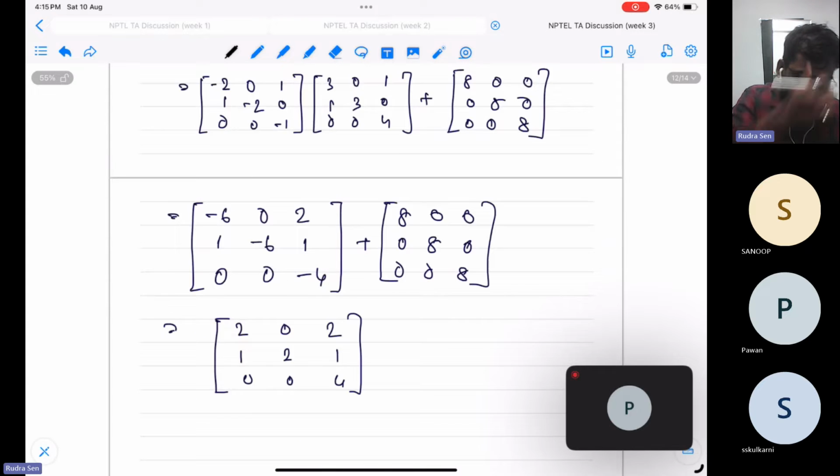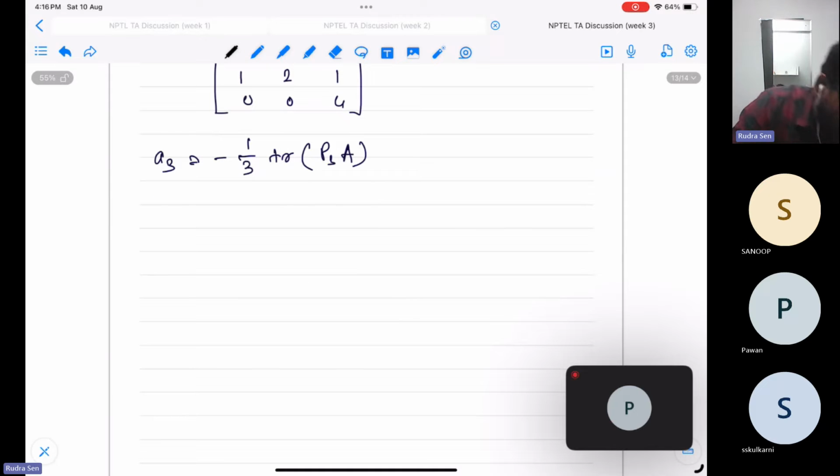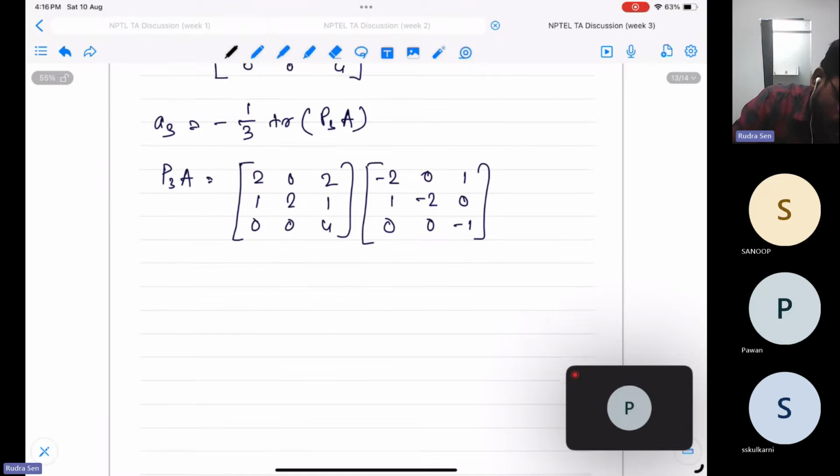Okay, this is the P3, and I need to find out the value of A3. A3 is equal to minus 1/3 of trace of P3 into A. So for that case, I need to find out P3 into A. What is P3? It's 2, 1, 0, 0, 2, 0, 2, 1, 4. And A is minus 2, 1, 0, 0, minus 2, 0, 1, 0, minus 1.